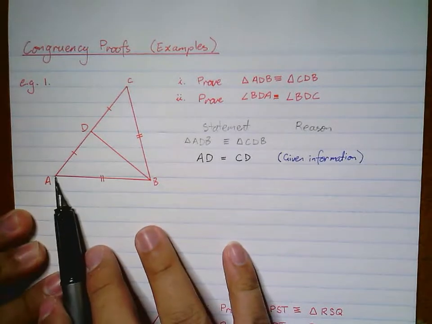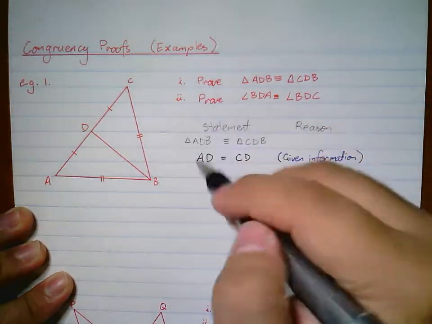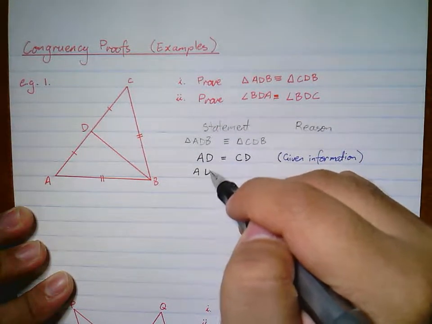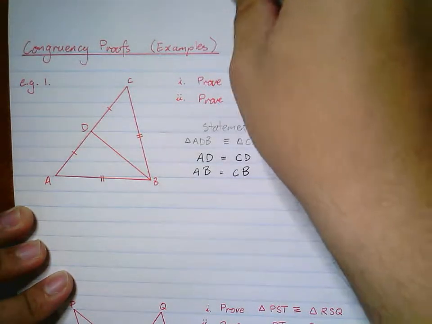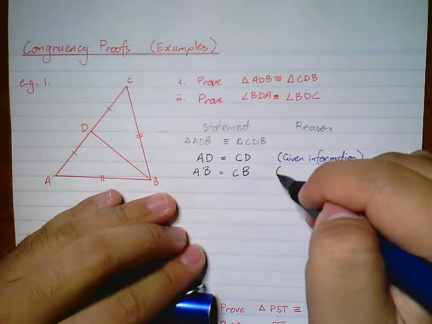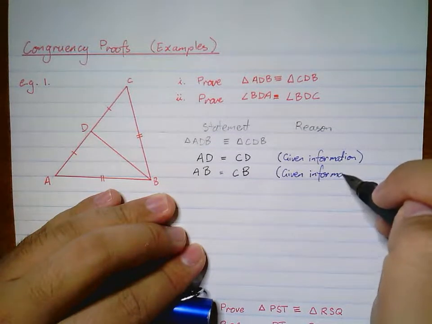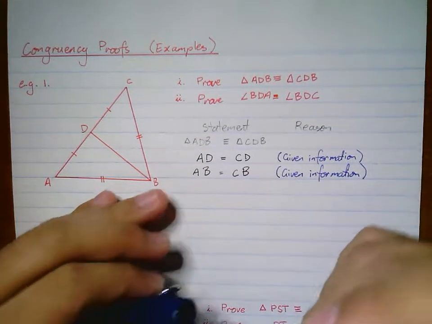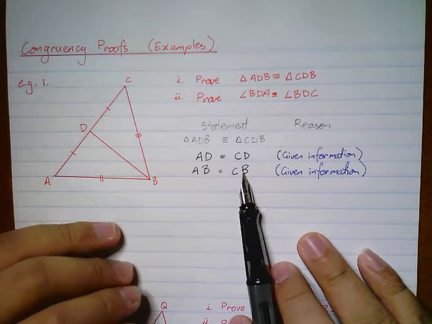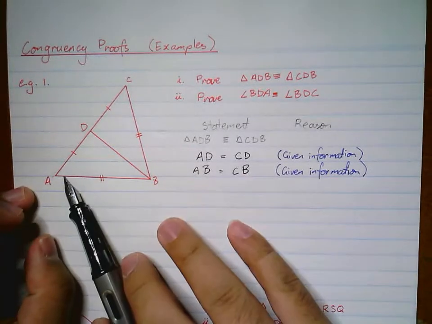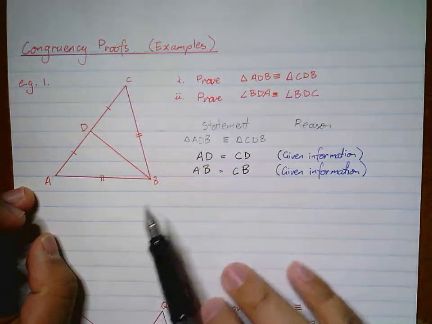We have AB is equal to CB. That, once again, is given information. So we have two sides. Now we either need an angle that's in between here, or we need a third side.